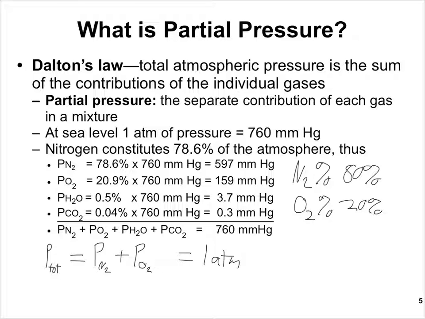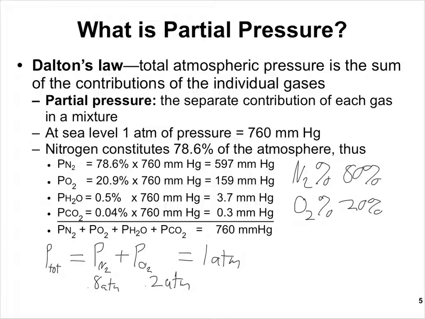So if there's a total of 1 atmosphere of pressure and nitrogen is 80% of the atmosphere, then the partial pressure of nitrogen is 0.8 atmospheres. And the partial pressure of oxygen is 0.2 atmospheres. And that's all that Dalton's law says. And you can measure these pressures individually.